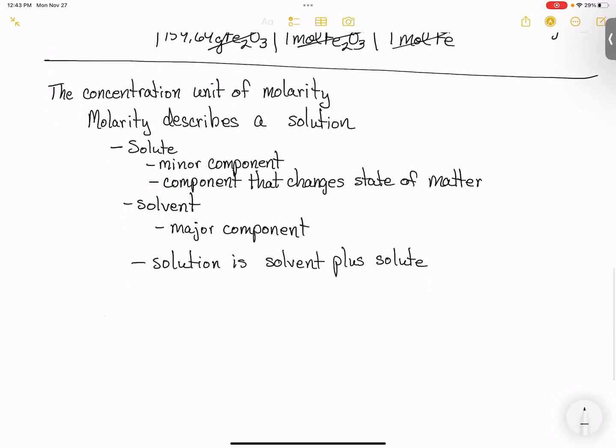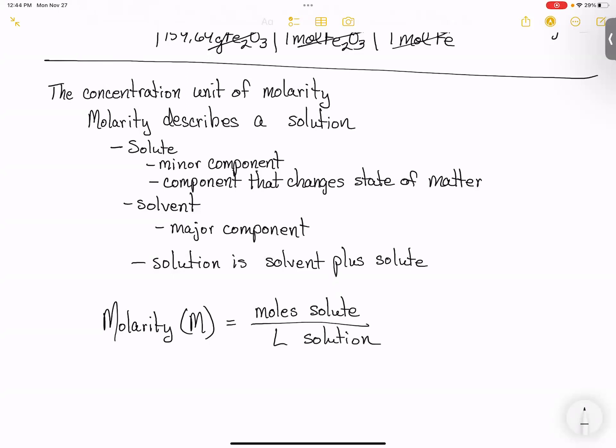Now, when we're using molarity, molarity is represented with a capital M, and it has a formula. The formula for molarity is moles of solute divided by liters of solution. And it is this term that we are going to learn to calculate with. We're going to learn how to calculate it. We're going to learn how to use it as a conversion factor. And finally, we're going to talk about dilutions, and I will pick that up on Wednesday.